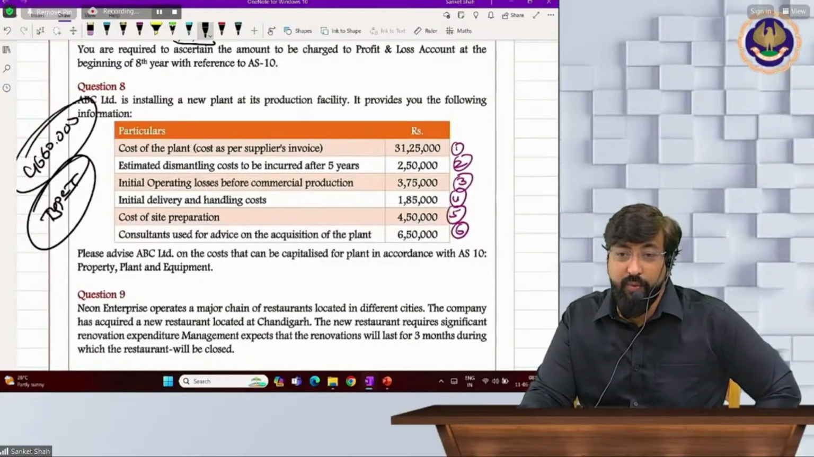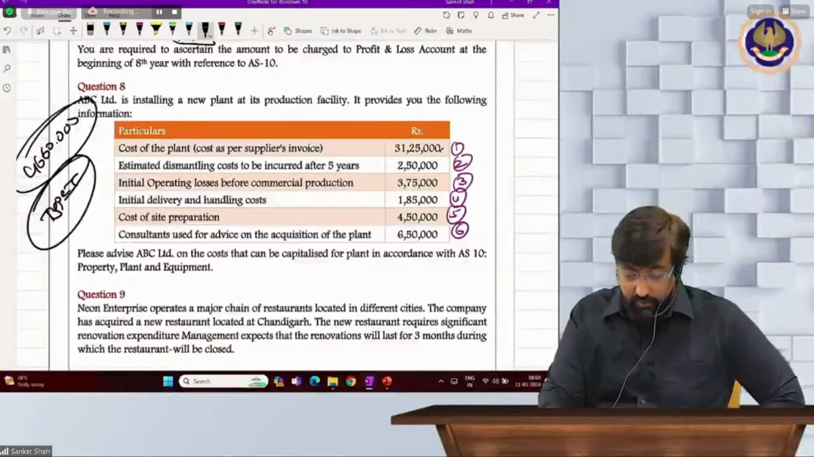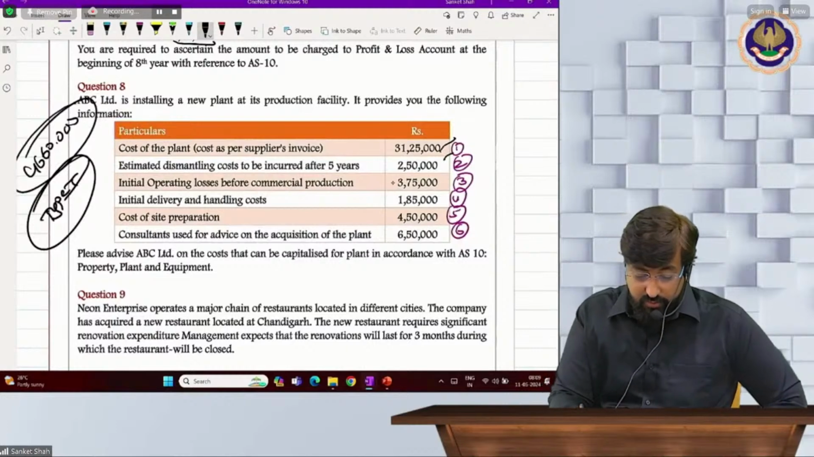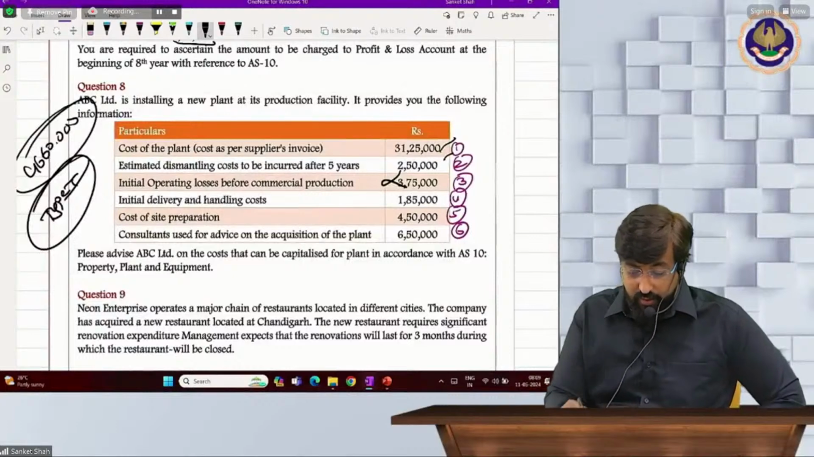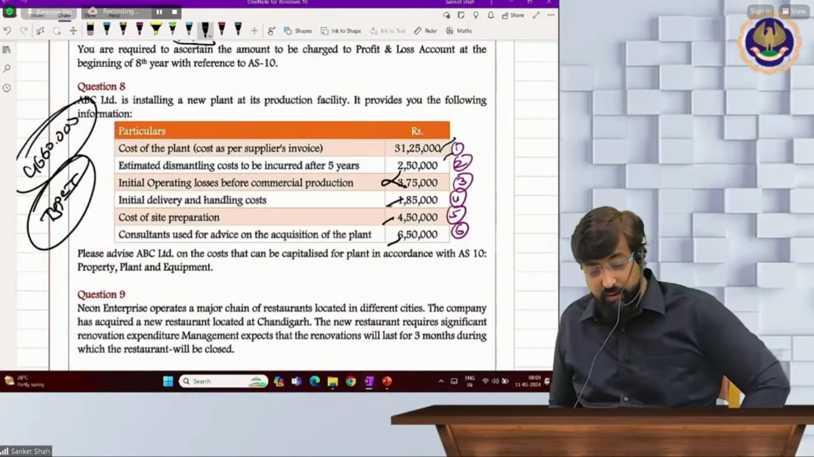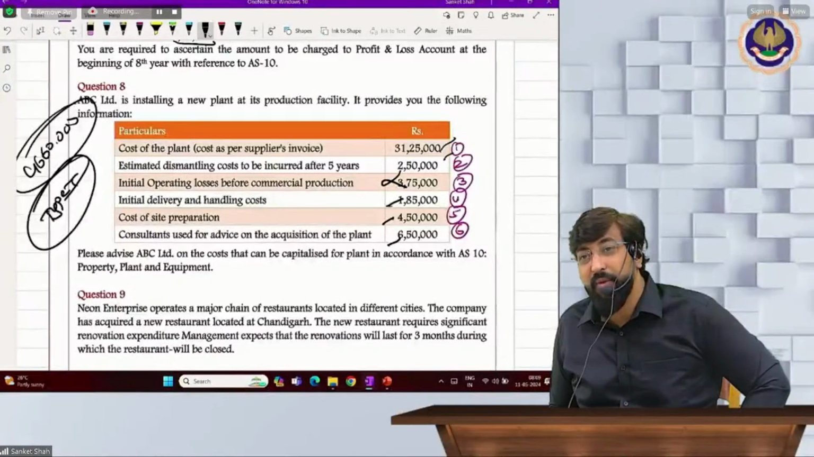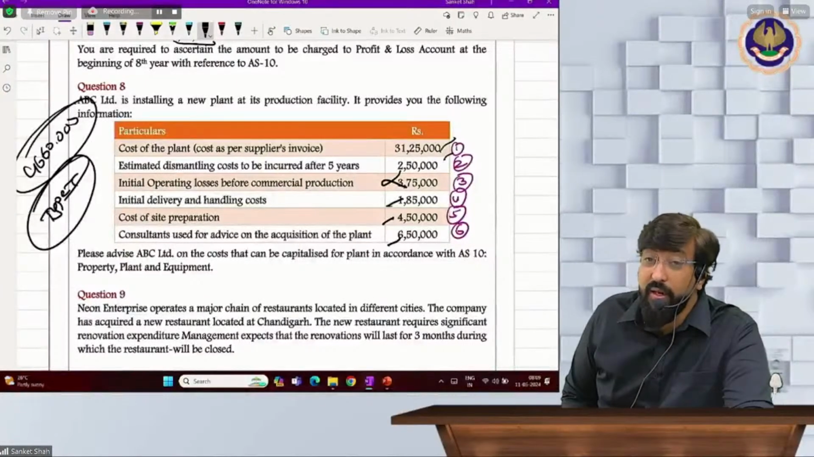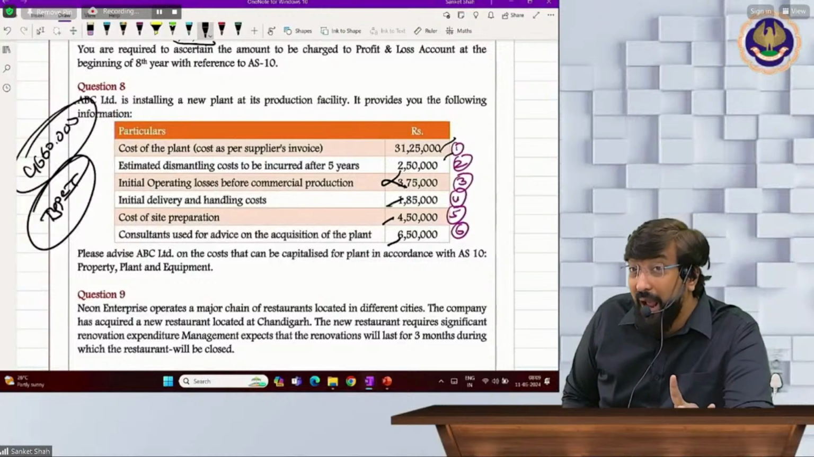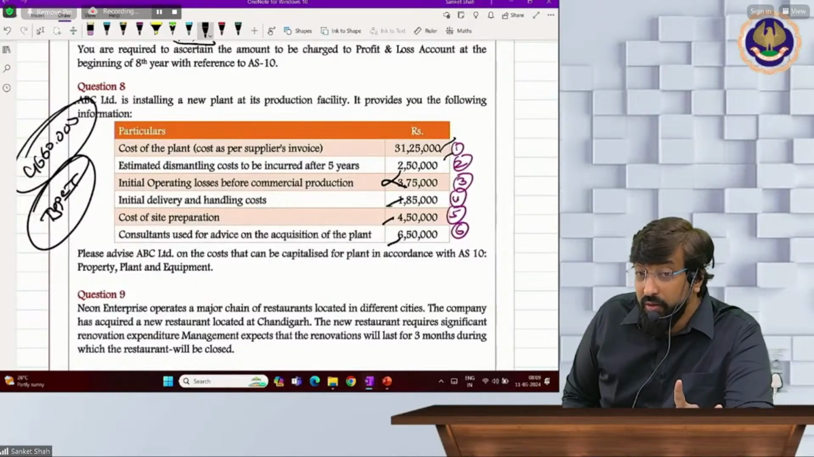How, Ruhani? It will be 50 lakh 35,000, 31 lakh 25,000, 2 lakh 50,000. Initial operating losses we never consider. 3 lakh 75,000. Initial operating losses means, if you put the asset to use, and in that case you incur any operating losses, for example in that amusement park example, you are not using your 100% capacity and therefore you have operating losses.